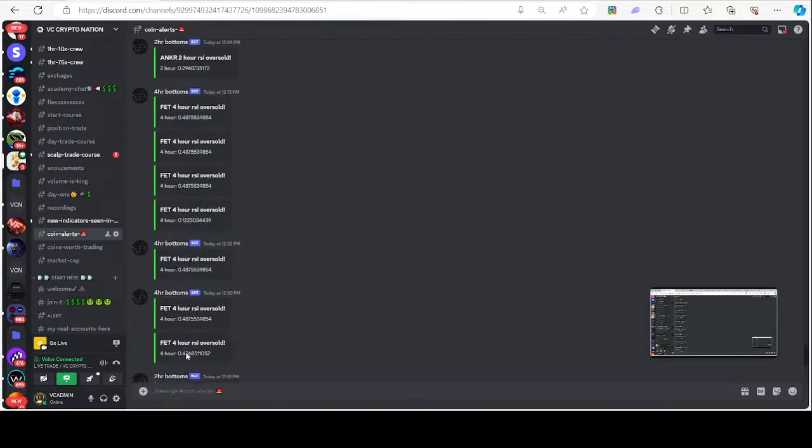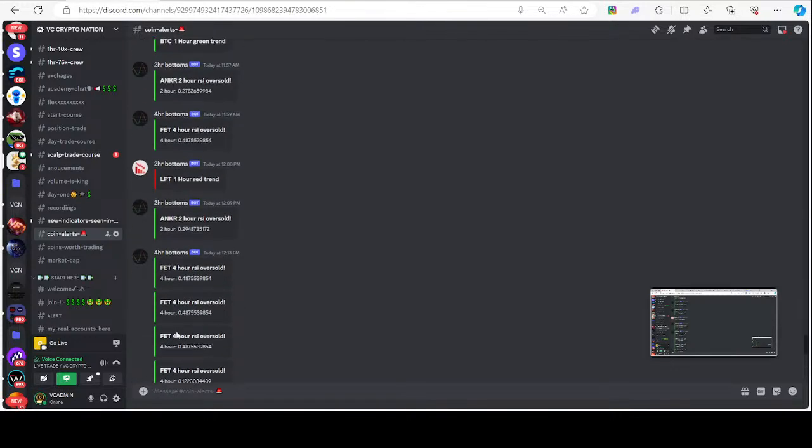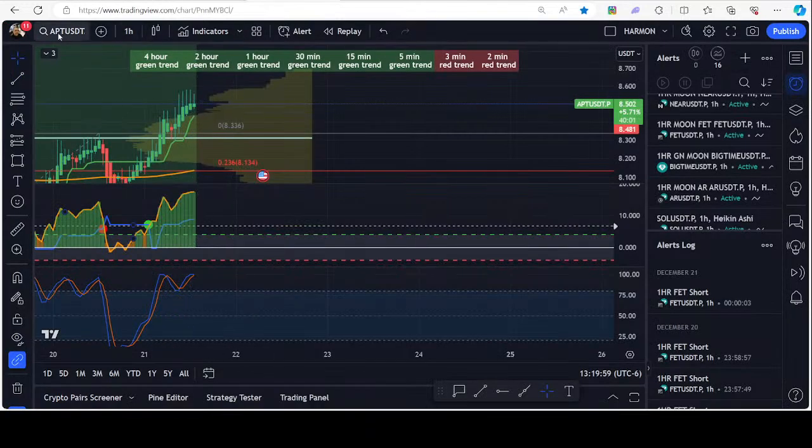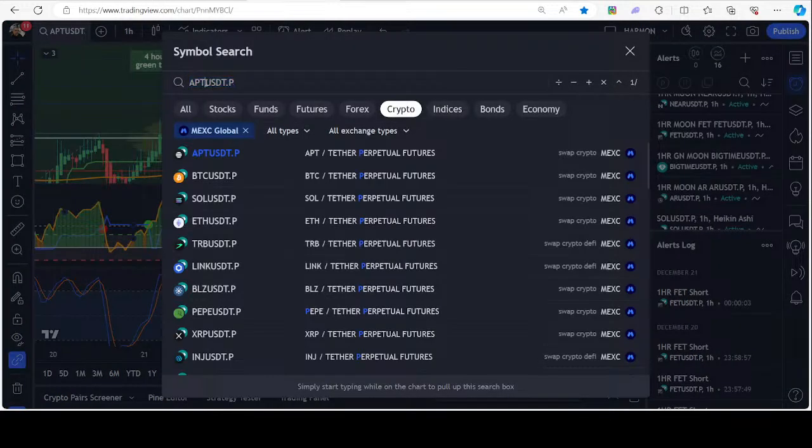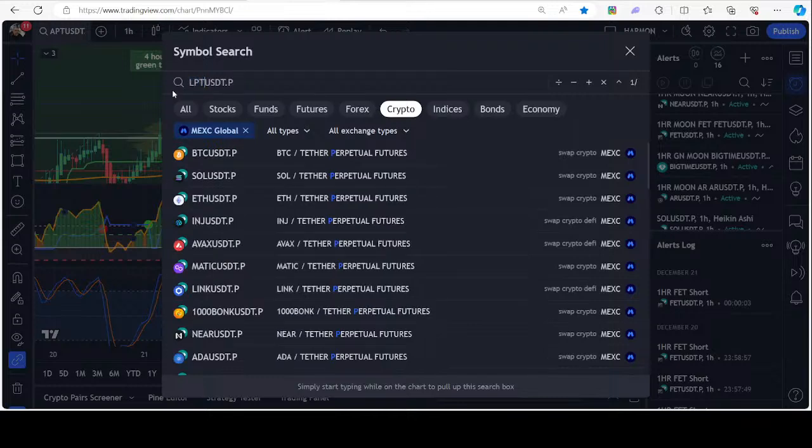Let's scroll up. Now, with this guy, you want to go in and take a look at the older one. So at 12 o'clock, an hour ago, LPT. So you can go back that far? Yeah, you can go back up to 3-4 hours.